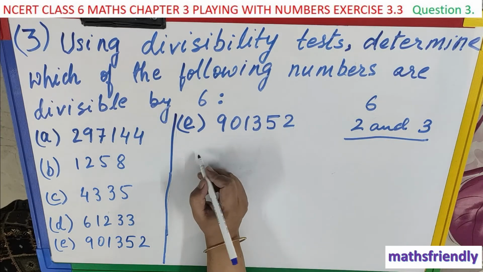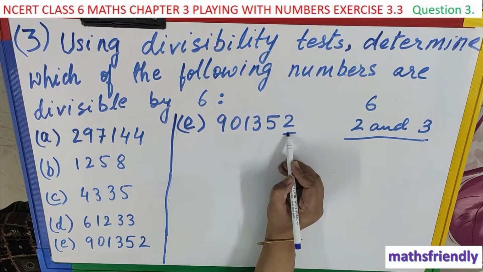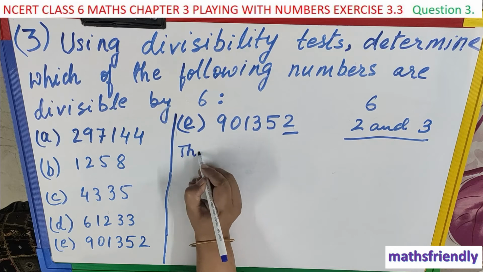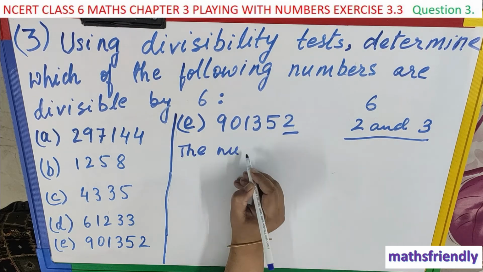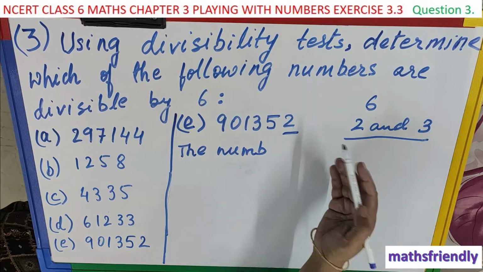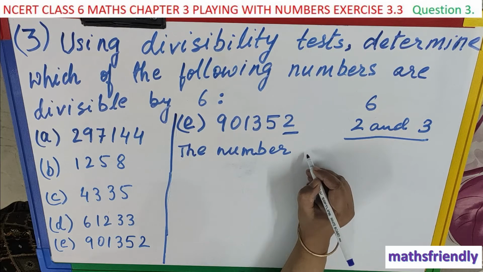Okay, so what we will do? Is it divisible by 2? Yes, the digit at ones place is 2. So this number is divisible by 2. The number should be divisible by both 2 and 3, then only it will be divisible by 6.